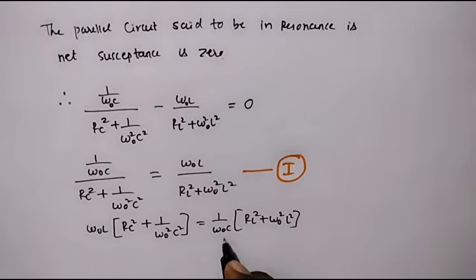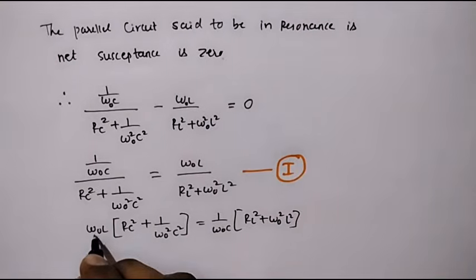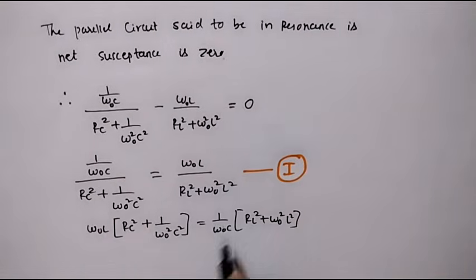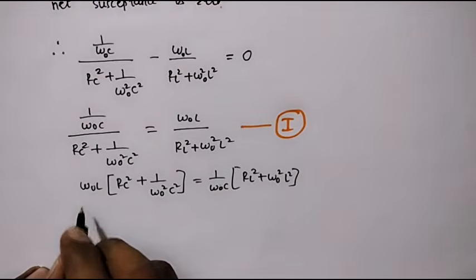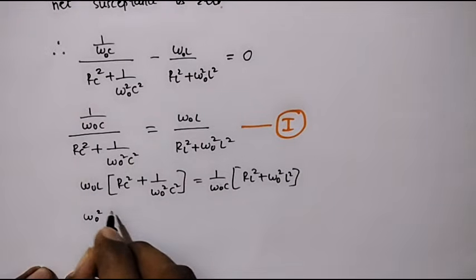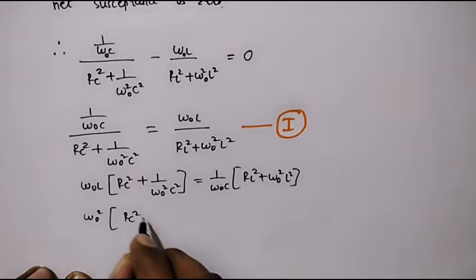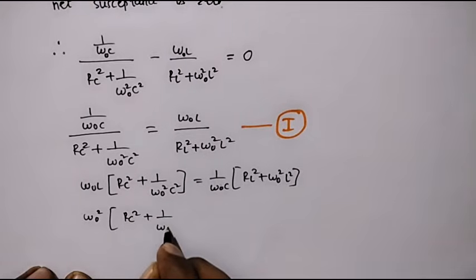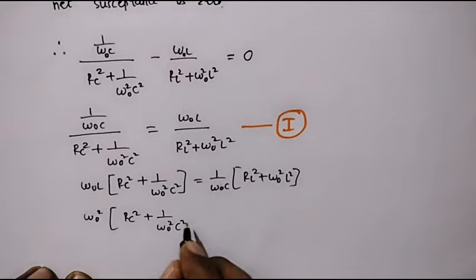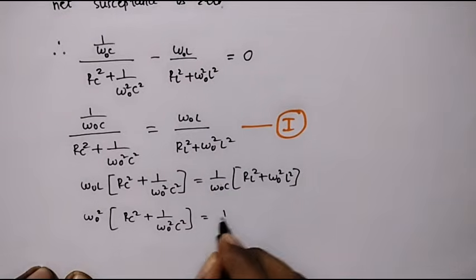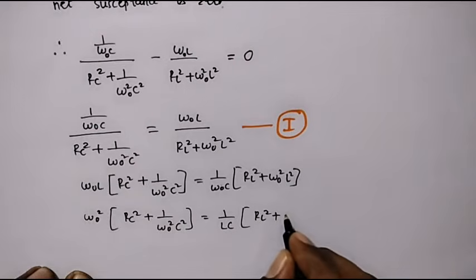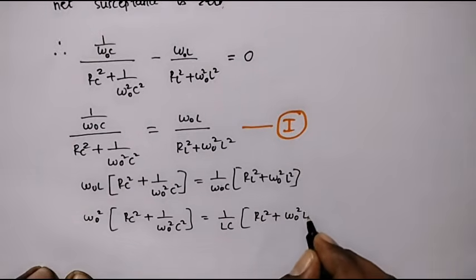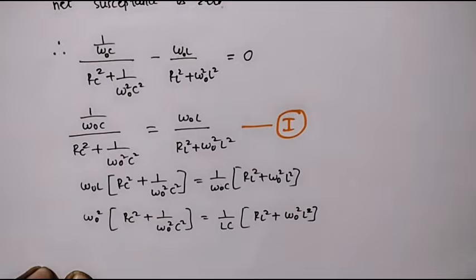So now I'll take this omega naught on left hand side and I'll send this L on right hand side. I can rewrite it as omega naught square in bracket RC square plus 1 over omega naught square C square is equal to 1 over LC multiplied with RL square plus omega naught square L square.